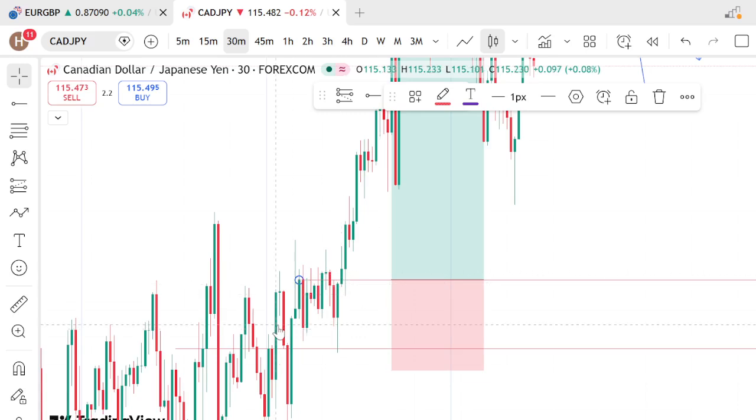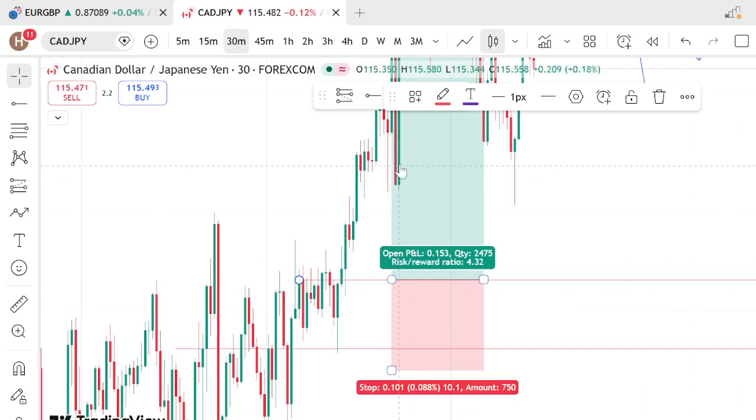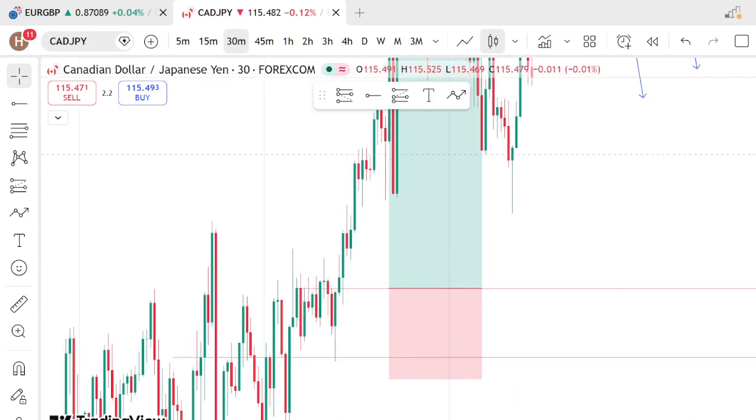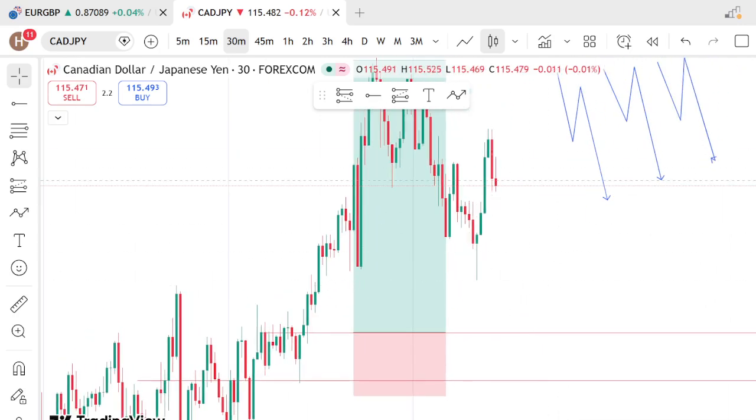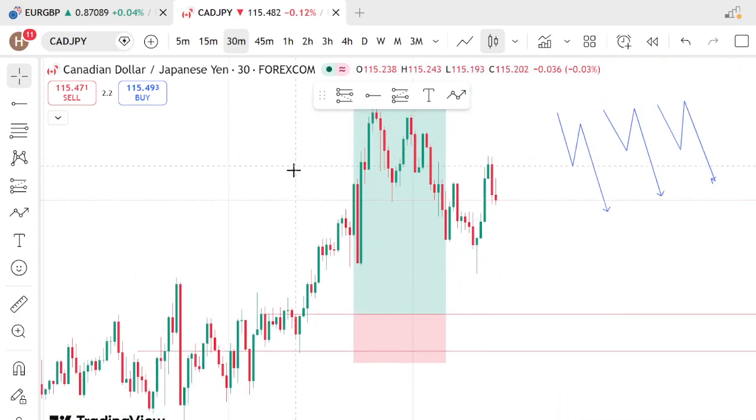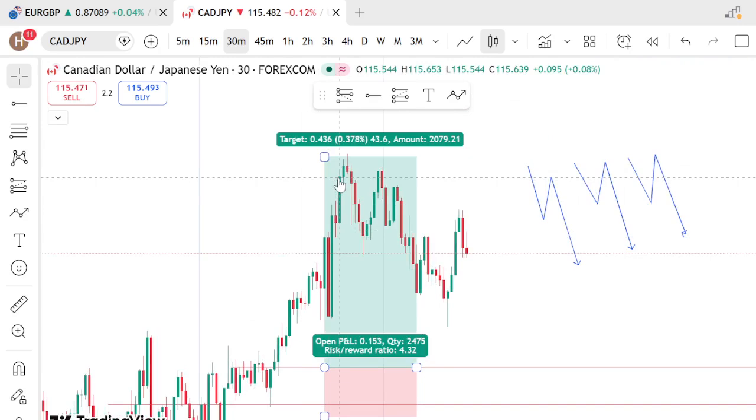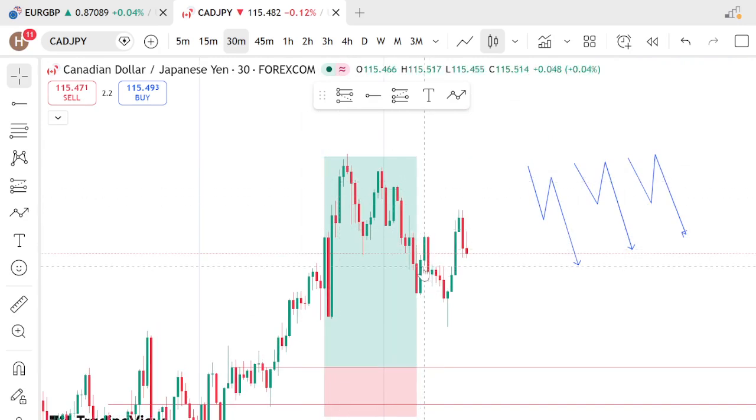See, anytime your directional bias is correct and your entry is correct, volume will always kick in. And that's what happened here. The moment price tapped into my area, volume just started going up and up until it got to the target, and then I took out my profit. All these ones are basically retracement.